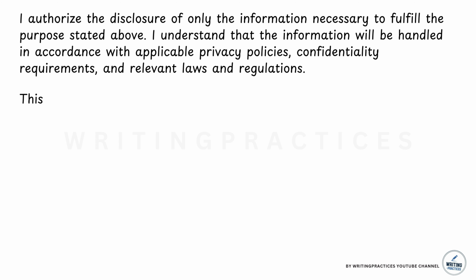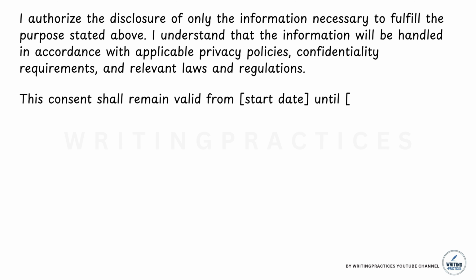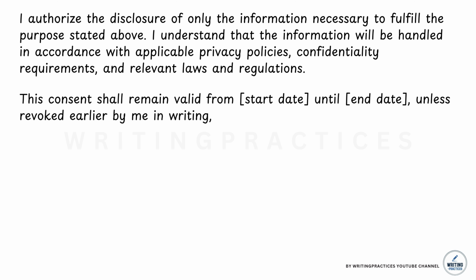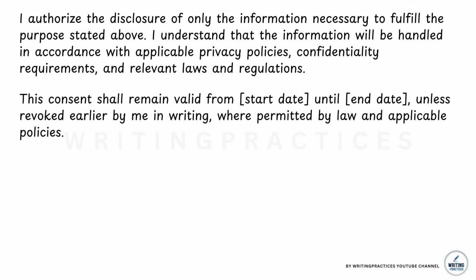Consent validity paragraph. Now explain how long the authorization will remain in effect. For example, this consent shall remain valid from June 21st, 2026 until December 31st, 2026, unless revoked earlier by me in writing, where permitted by law and applicable policies. This section establishes the duration of the consent. Defining a validity period helps organizations determine when the authorization begins and when it expires.